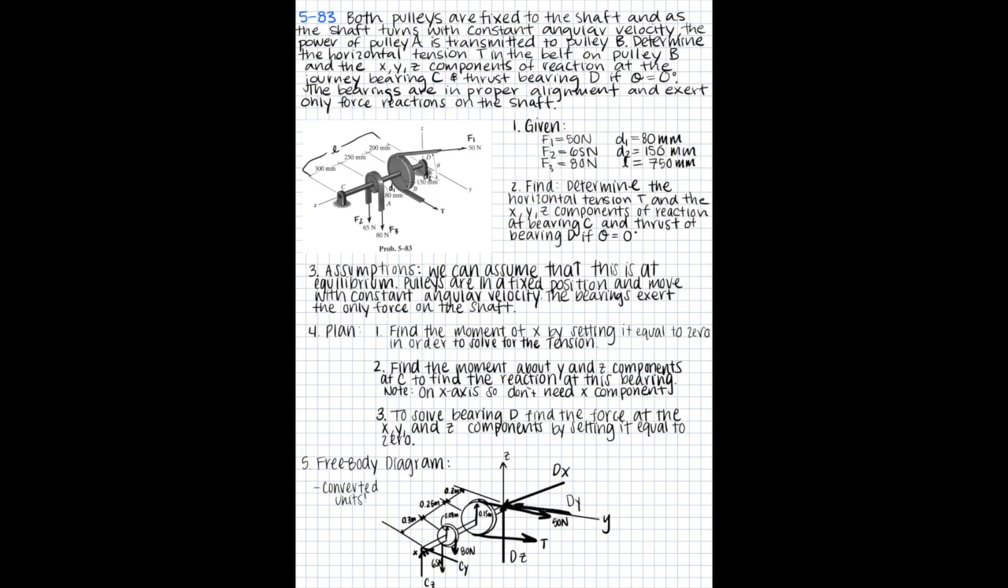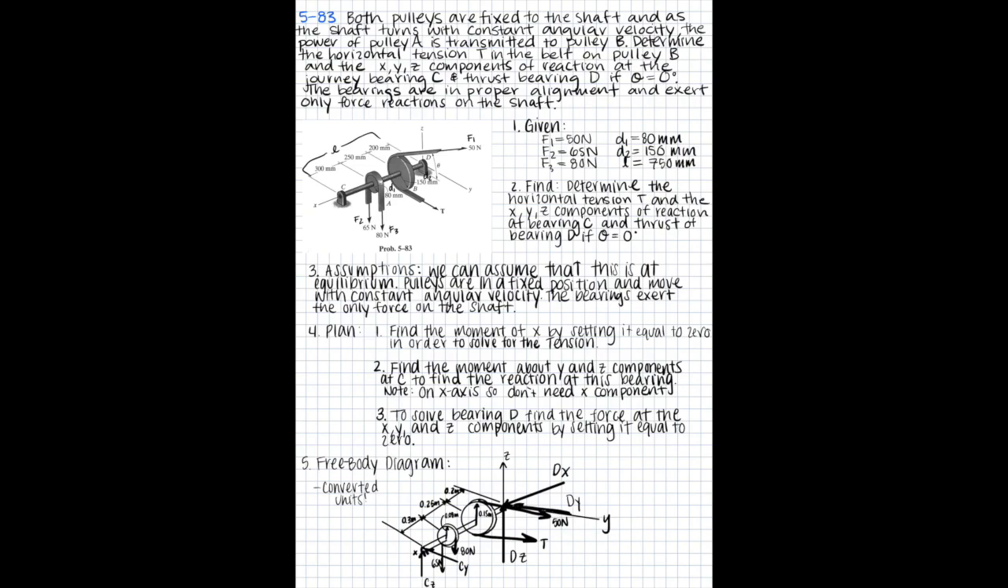So first, what we have to do is identify our givens, and we're given that force 1 equals 50 newtons, force 2 equals 65 newtons, force 3 equals 80 newtons, the diameter of A equals 80 millimeters, the diameter of B is 150 millimeters, and the length of the total side is 750 millimeters.